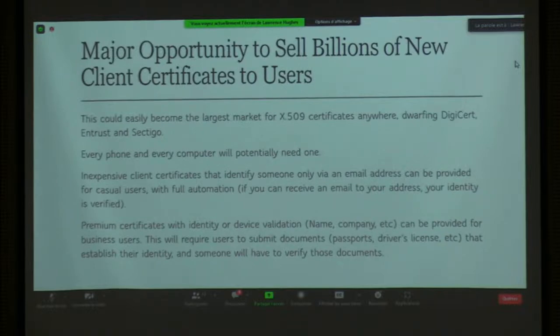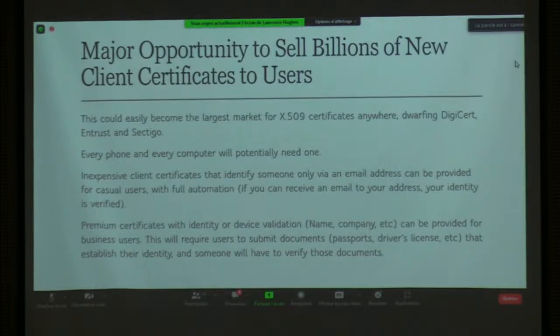Now, this is actually a major opportunity to sell billions of new client certificates if you've got any entrepreneurs in the audience. So this could easily become the largest market ever for X509 digital certificates, completely dwarfing the existing vendors. Every phone and every computer will potentially need one, each person using secure messaging. Inexpensive client certs that identify someone via an email address can be provided for casual users, either for free or for a very small fee, with full automation. But premium certificates that identify people and their name, their company, et cetera, can be provided for business users.